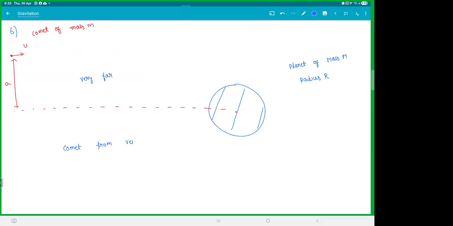A comet from very far is attracted by the planet. This is what actually happens with Jupiter. It attracts most of the comets and asteroids from the asteroid belt, and the Earth is kind of saved because of that. Or else we would have been bombarded multiple times by now. So a comet from very far is attracted by a planet. Find the minimum u so that it doesn't collide with the planet.